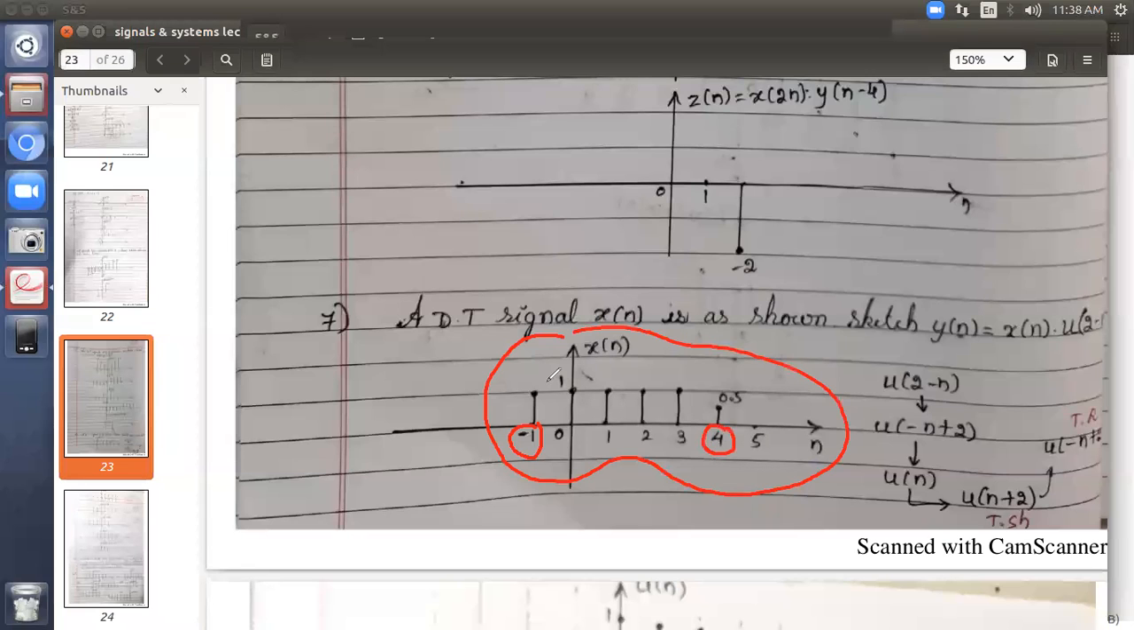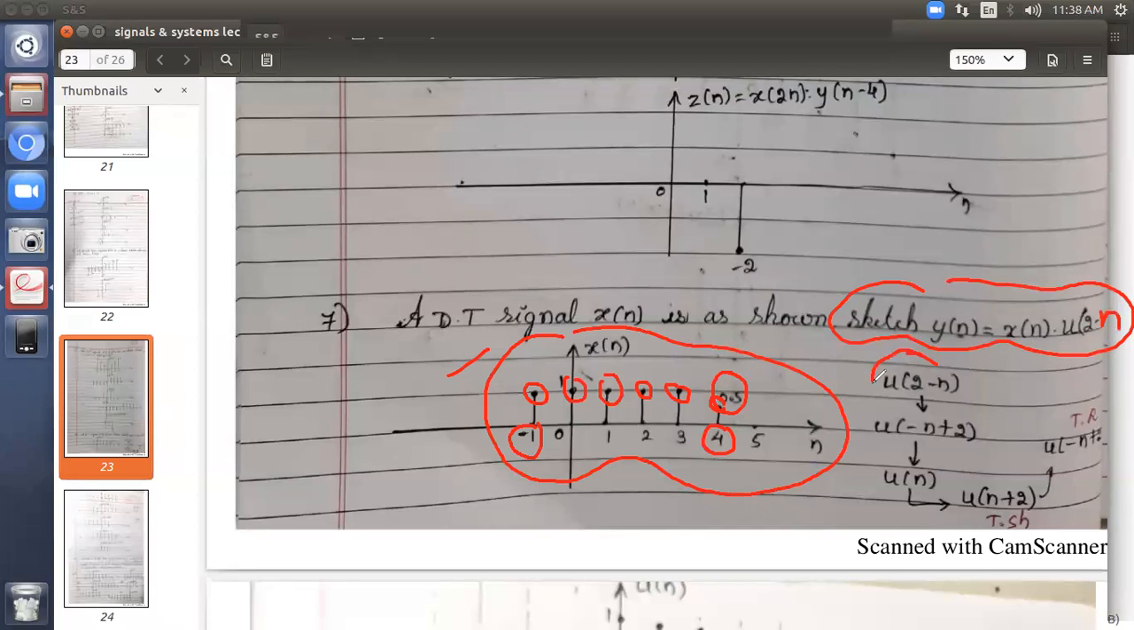And observe the amplitudes. All these amplitudes are 1, except at 4. At 4 you have 0.5 as the amplitude. This is some limited signal they have given you with some amplitude and some time range. What we need to do is sketch this signal. The second part is not visible, it is u of 2 minus n.